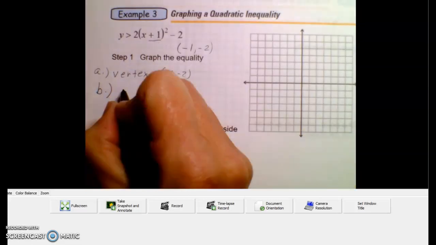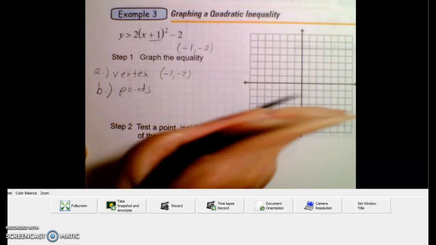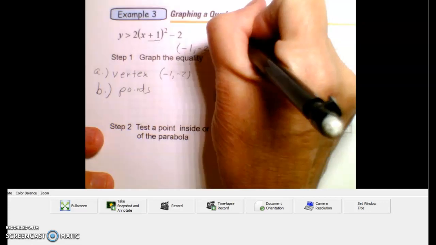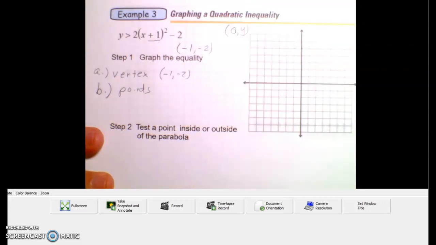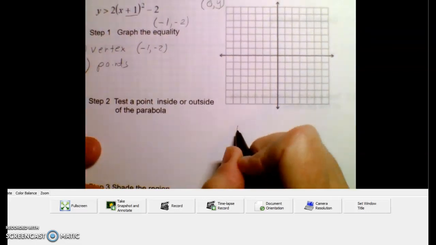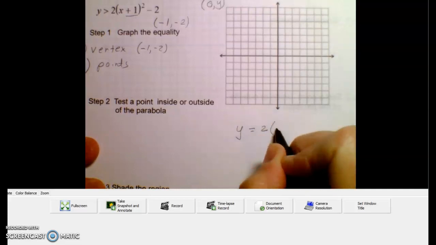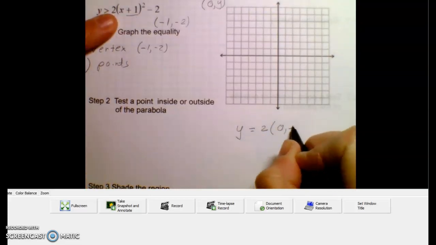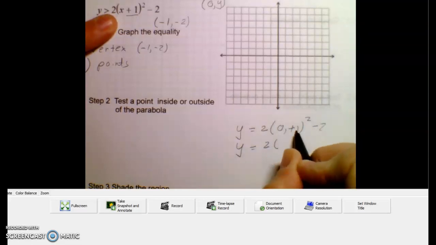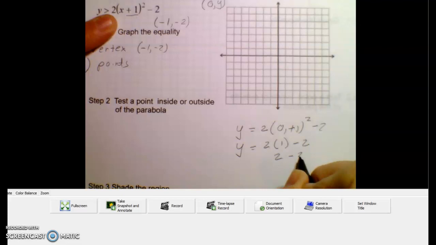All right, next, I want to find some points. Okay, so the point I always think about finding is the y-intercept. And remember, the y-intercept is that point where x is 0 and there's a y value. So I'm going to figure out what the y-intercept is here. y equals 2, and I'm going to substitute x for 0. y is equal to 2 times (0 plus 1) squared, which is still 1, minus 2. 2 minus 2 is 0. So when I put in a 0 for x, I get out a 0 for y.